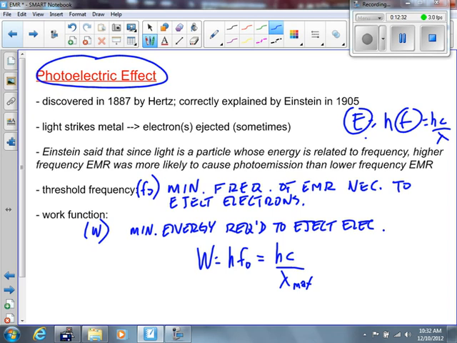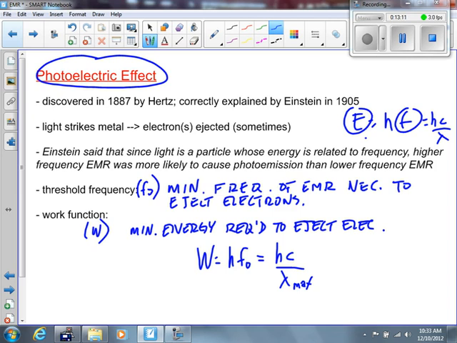So if we say that red light won't cause the electrons to be ejected, violet light will, we could express the reason for that in a couple of different ways. We could say that red light is below the threshold frequency, and therefore won't cause the electrons to be ejected. Or we could say that it's above the threshold wavelength, and therefore won't cause the electrons to be ejected. Red light has a smaller frequency than violet. It has a larger wavelength than violet. It's below the threshold frequency. It's above the threshold wavelength. So any way you look at it, it's not going to cause the electrons to be ejected.